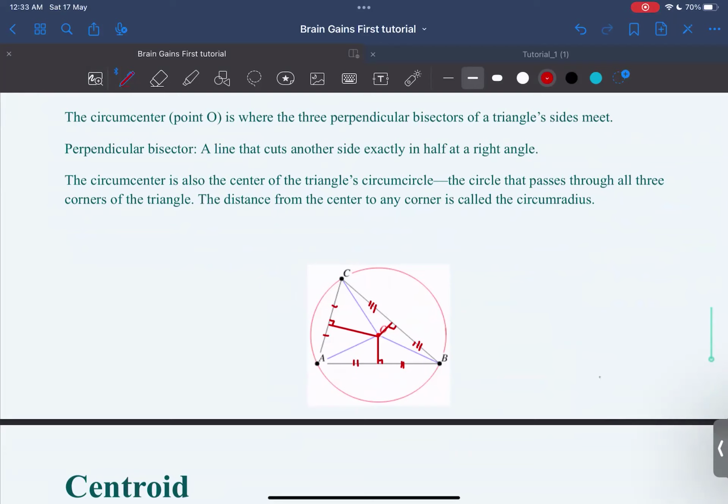So does anybody know what the circumcircle is, from previous to this class or anything?